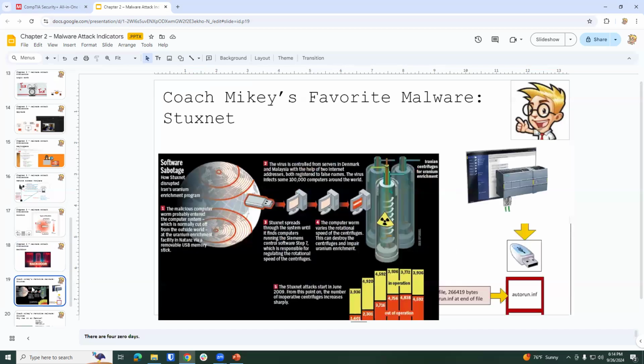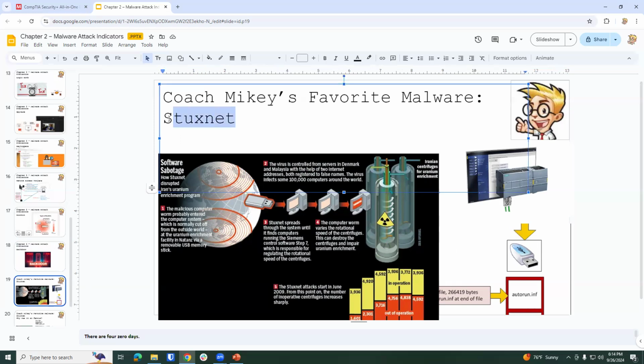Okay, I thought I would have fun. I thought I would talk about my favorite malware. So let's talk about Stuxnet. Stuxnet is my favorite piece of malware ever discovered. It's the most complex one.